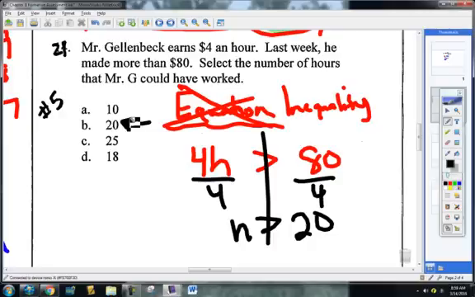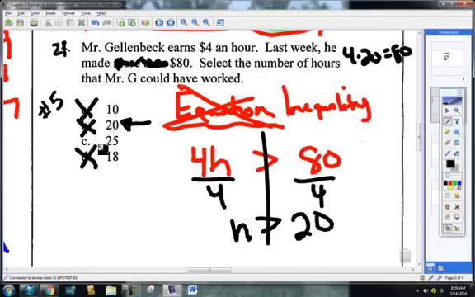It is not B. I know that a lot of you said, well, wait a minute, but Mr. Garrison, 4 times 20 is 80. And I said, absolutely. If last week he made exactly $80, the answer would be letter B, correct? But he didn't just make $80. He made $80 and 1 cent, right? He made $80.20. Does everybody understand that? So no, he couldn't have worked 20 hours. Obviously, he couldn't have worked 10. That would have only put him at $40. Clearly, he couldn't have worked 18. The only one that he could have worked would have been 25 hours.